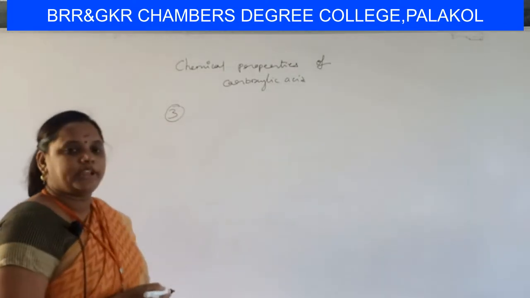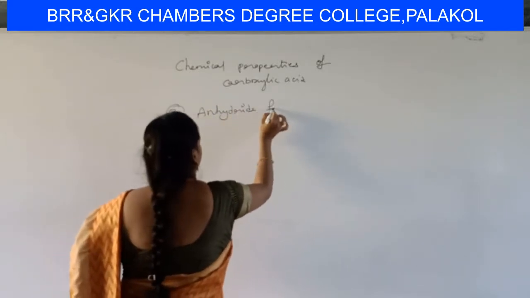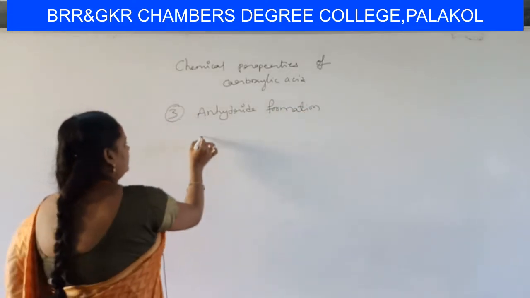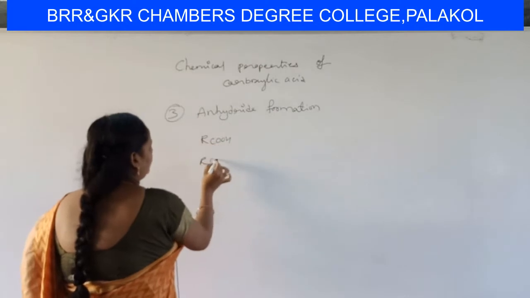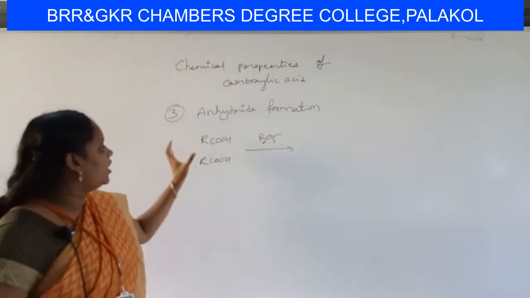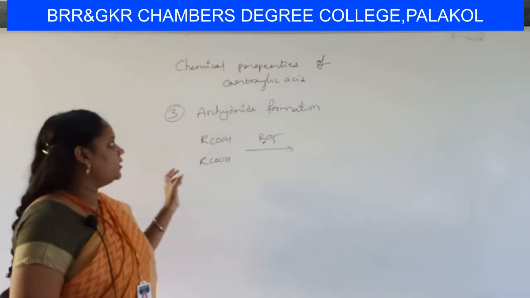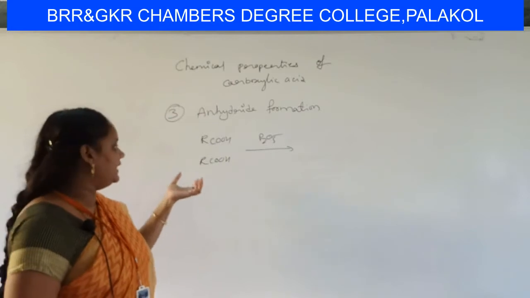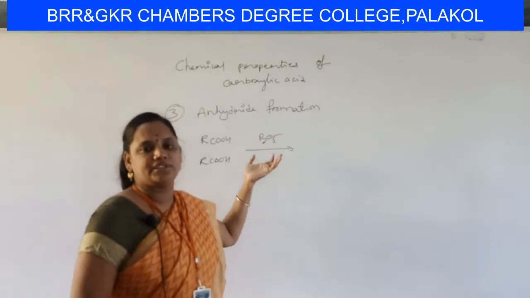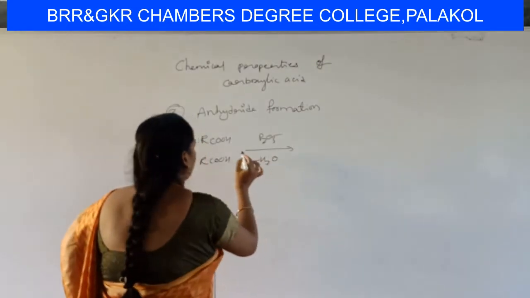Third property: anhydride formation. Let me write down first. Anhydrides are formed by combining 2 moles of an acid and removing water. So here we are doing dehydration. For the dehydration, we use the reagent P2O5 because P2O5 is used as a dehydrating agent. Minus H2O.